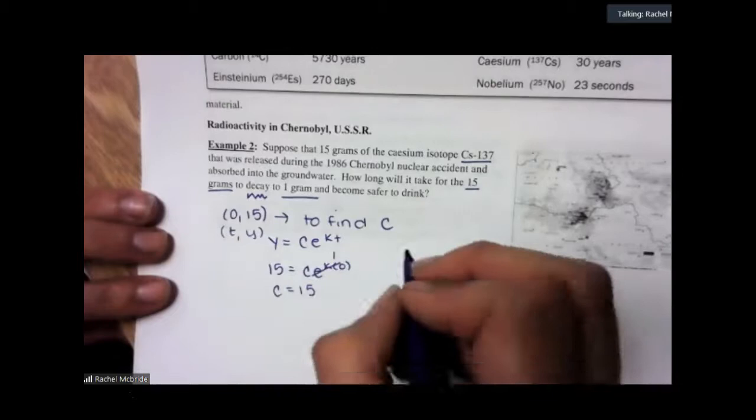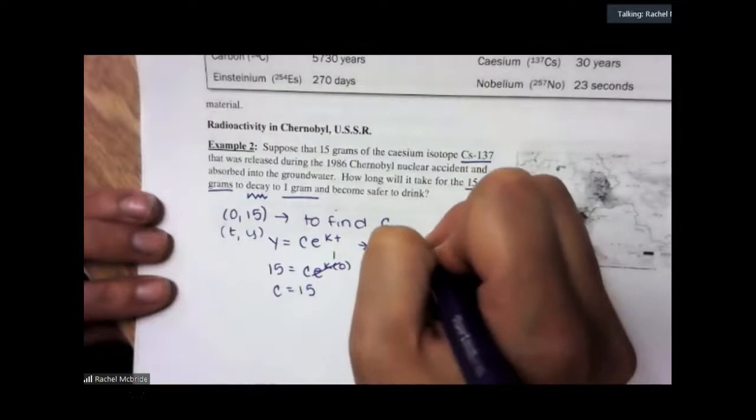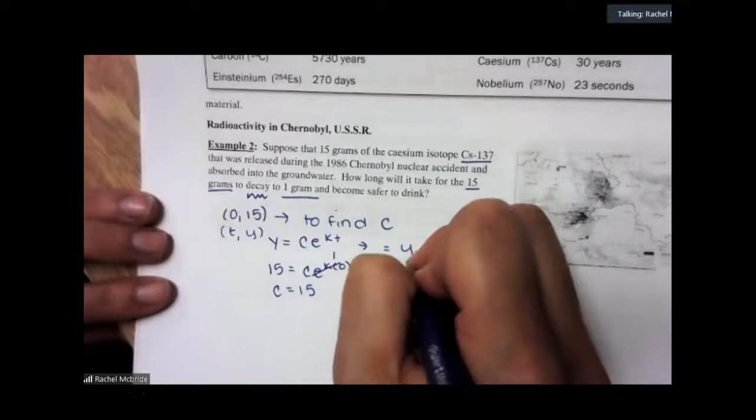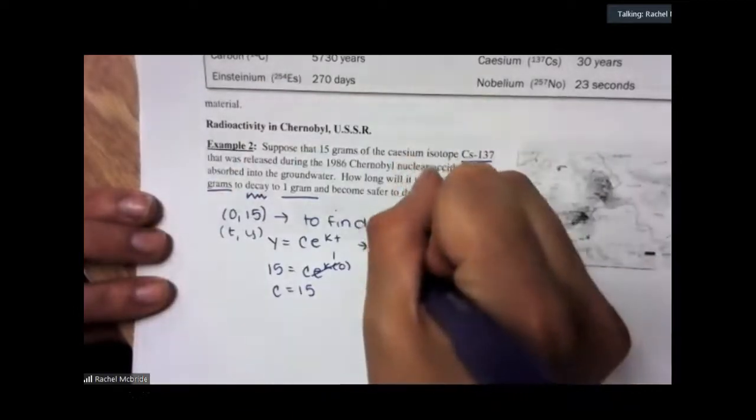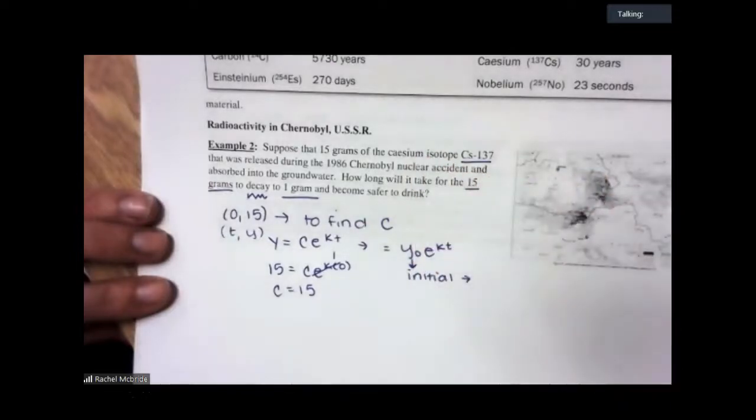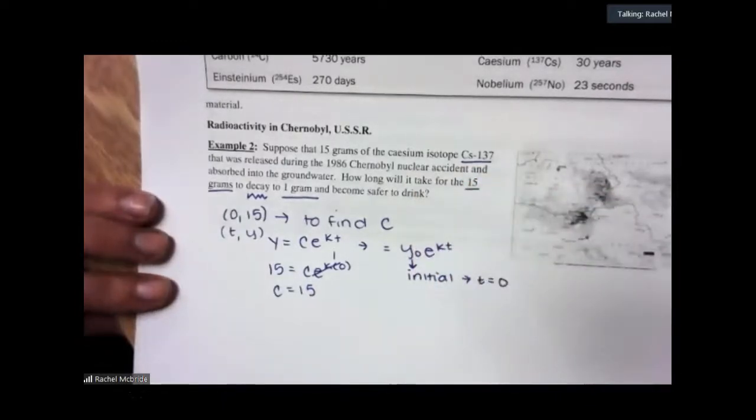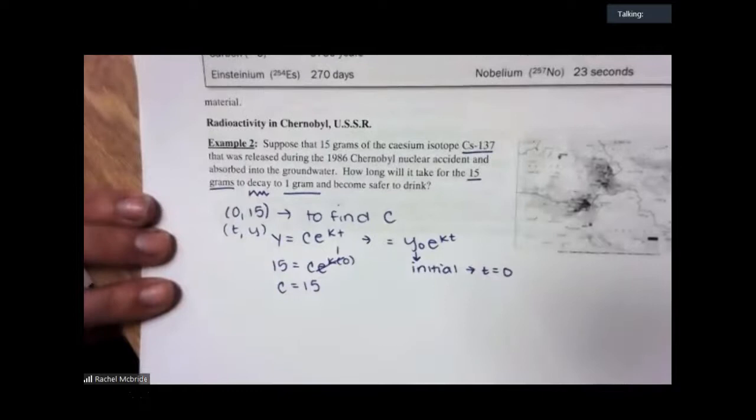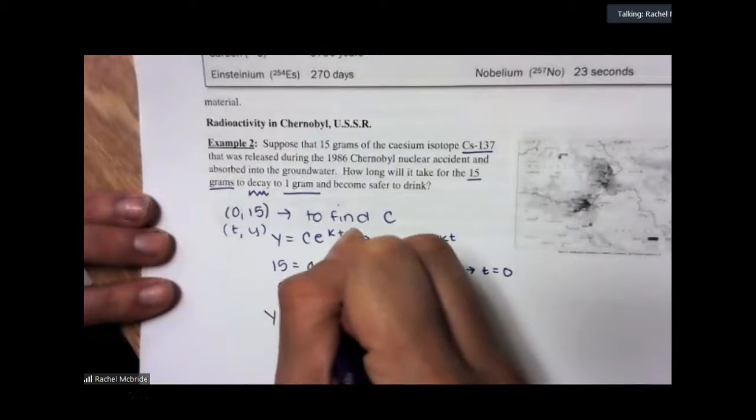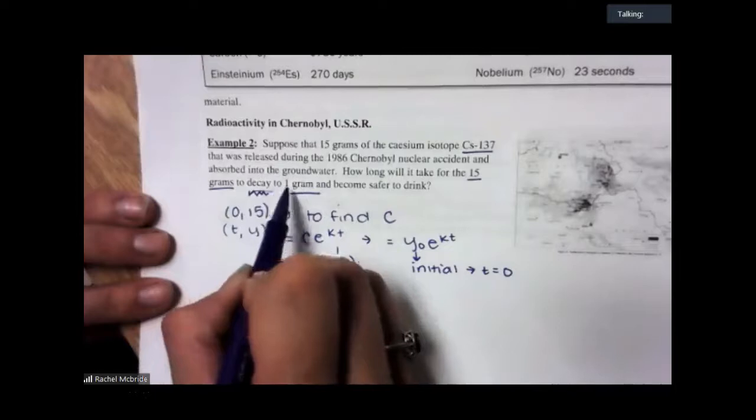And that should make sense because this could also be written as y naught e to the kt, where y naught stands for y initial. And we were told that the initial amount was 15 grams. So that stands for your initial or your t equals 0 value. So my equation is y equals 15e to the kt, and we are trying to find how long it will take to decay to 1 gram.